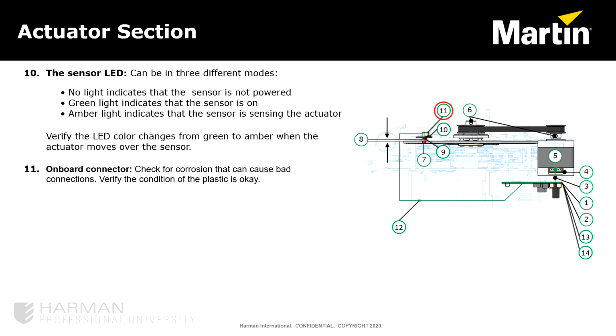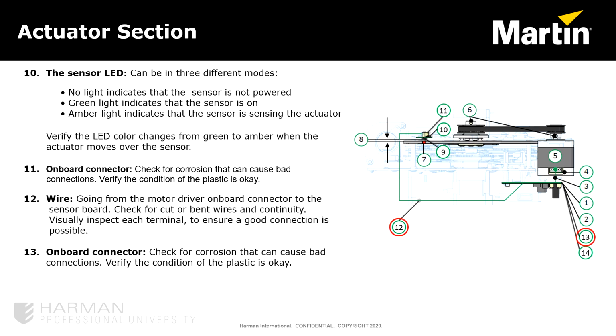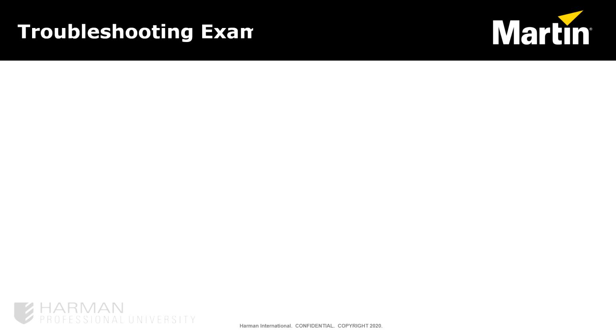Check for corrosion and that the condition of the plastic is good on the onboard connector. Visually inspect the wire from the motor driver onboard connector to the sensor board for any cuts or bends in the wire and terminals for good connection. Check the sensor circuitry is clear of any residue, free of cold solders, and breaks or bends on the component pins. To understand the process of simplifying troubleshooting, let's review Troubleshooting Example 1.